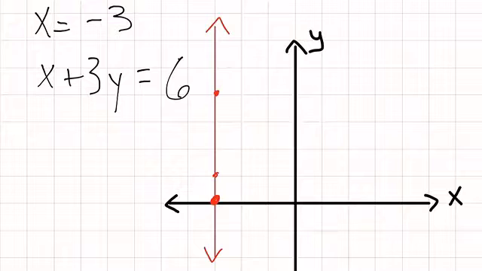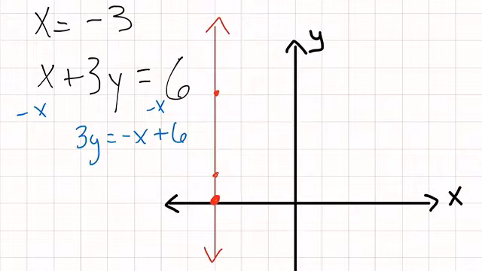Now for the other line, it's not in slope-intercept form. I could graph it by the intercepts. I could graph it by plotting points. I want to put it in slope-intercept form, so I'm going to solve for y. I'm going to start by subtracting the x over. So it's a negative x and a positive 6.